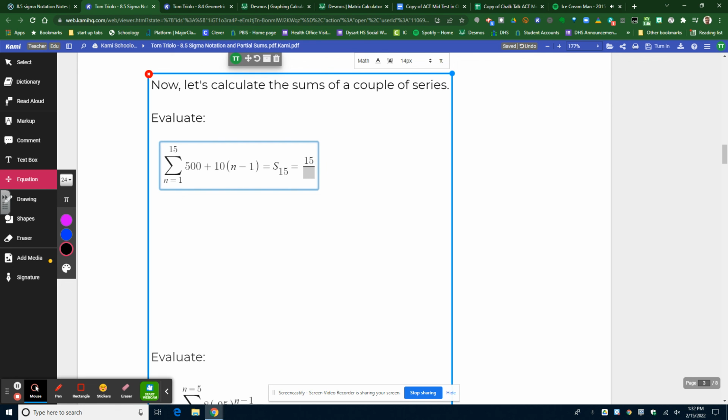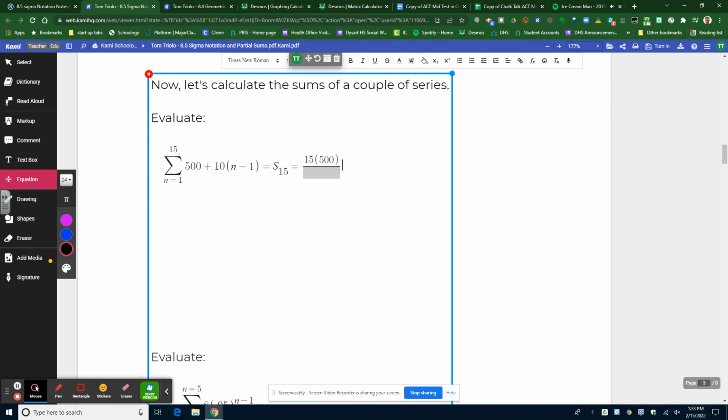Okay, because 1 is what I plug in here. So 1 minus 1 is 0. 10 times 0 is 0. 0 plus 500 is 500. So my first term is 500. Okay, I am going to do a little bit of work down here. This is not geometric. Okay, we'll see the difference. Look at the difference between arithmetic and geometric up there on the sideboard.